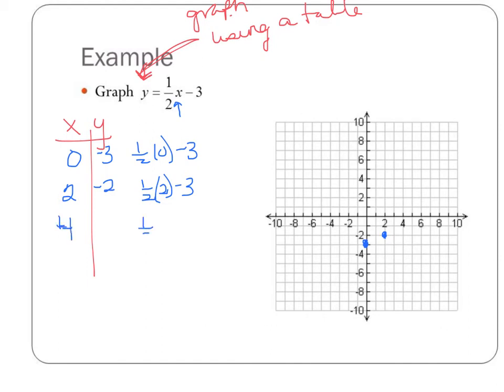And a half times 4 is 2, minus 3 is negative 1. Okay, these are lines. You're just graphing parts of the lines, right? These are 3 points that are on this line. So you need to use a straight edge and draw this in, and you draw it past your points all the way to the ends of the graph there.